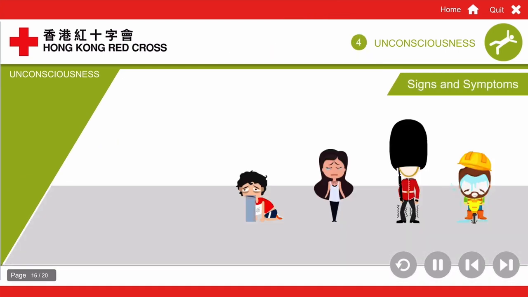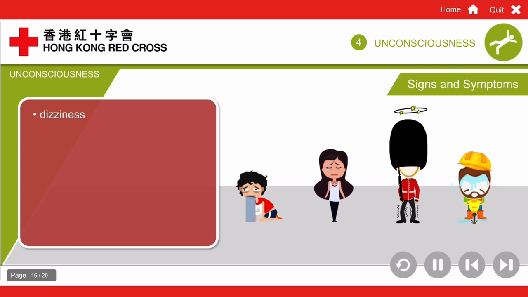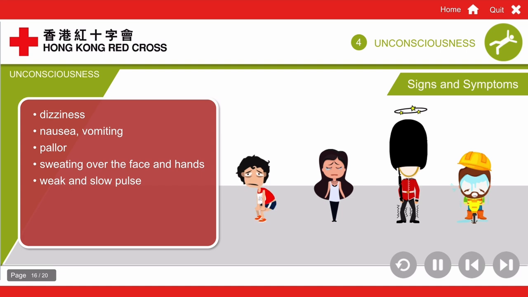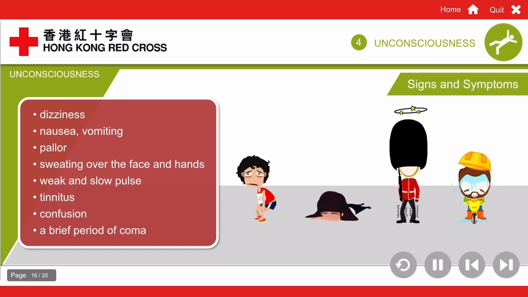How can we identify if a victim is suffering from syncope? The signs and symptoms of syncope include dizziness, nausea, vomiting, pallor, sweating over the face and hands, weak and slow pulse, tinnitus, confusion, and a brief period of coma in severe cases.